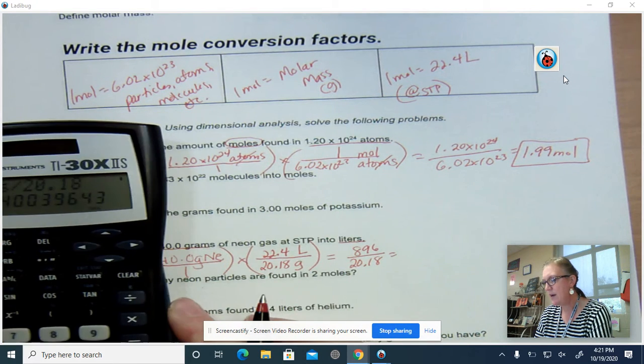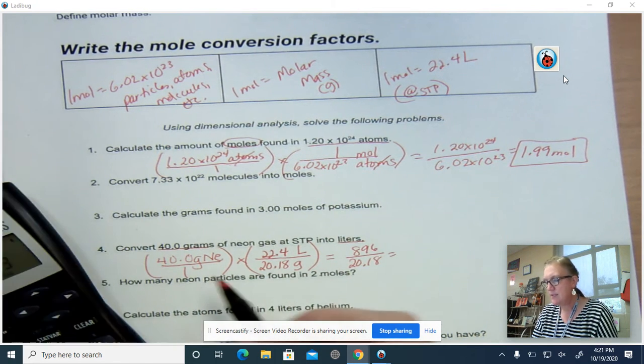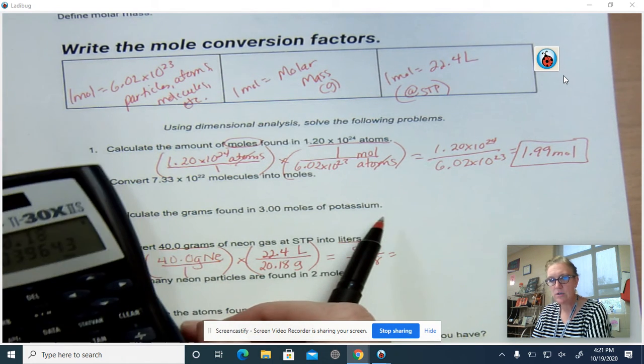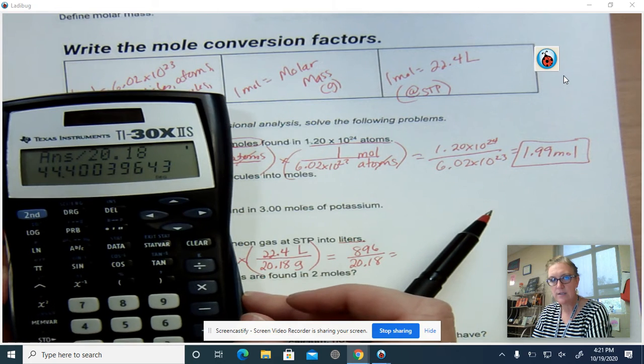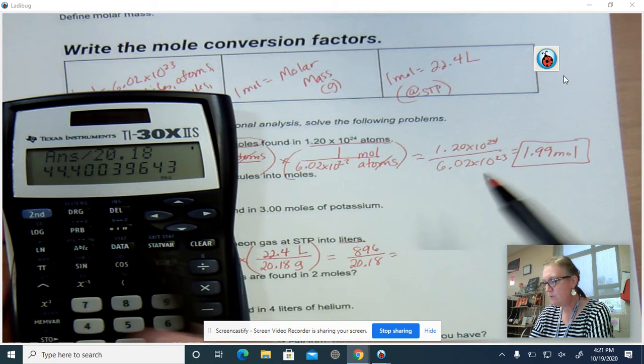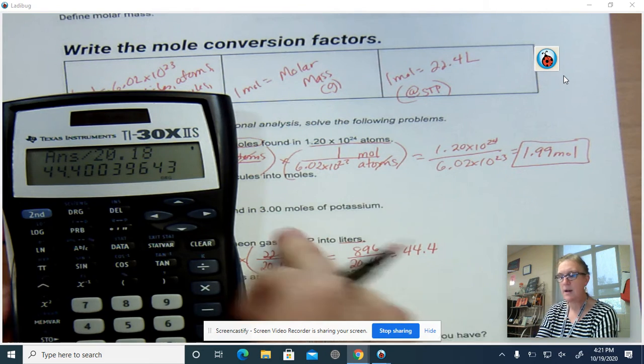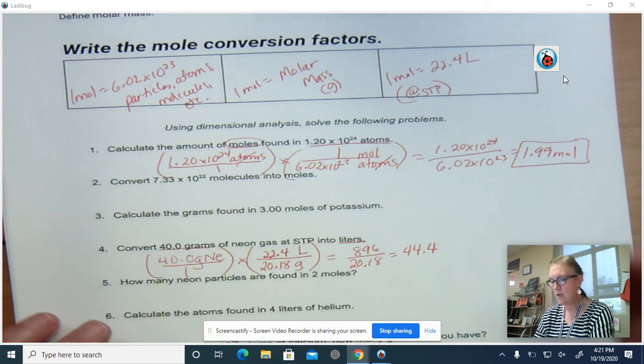And I end up with 44.400396. Well, how do I know how to cut it off? Well, see how this number has 3 significant digits in it? I want to make sure my answer has 3 significant digits. So I'm going to use 44.4 as my numerical answer, but you can't forget your units.